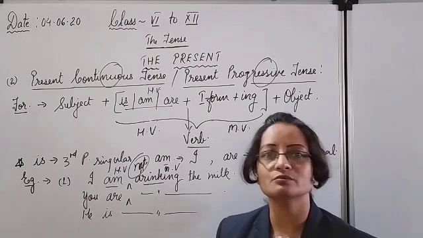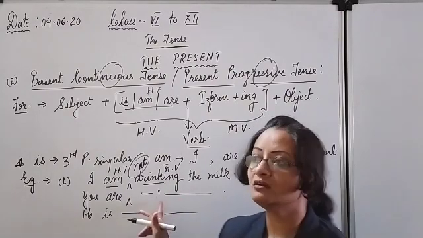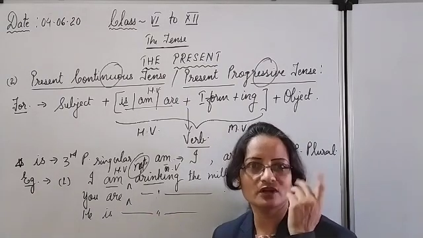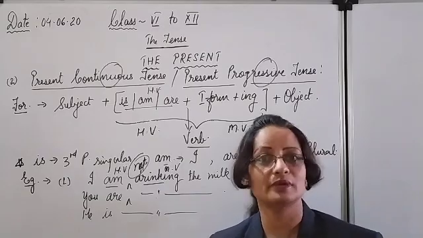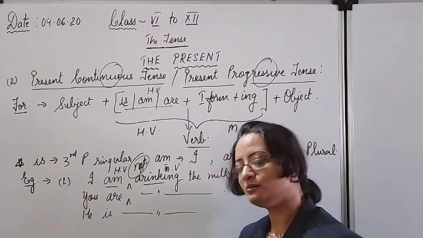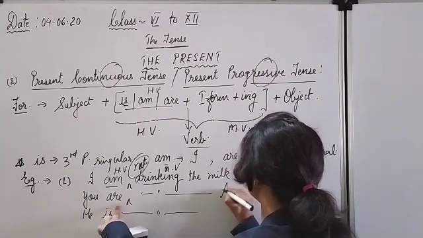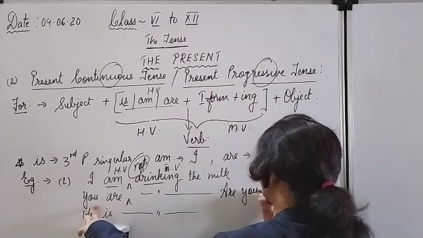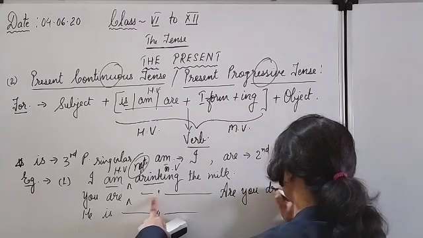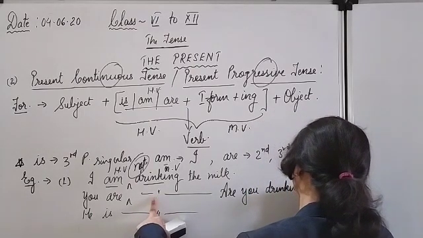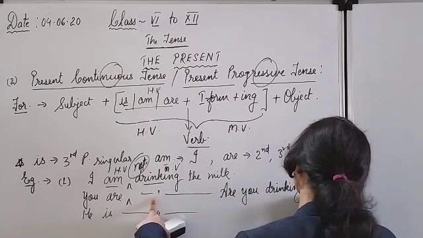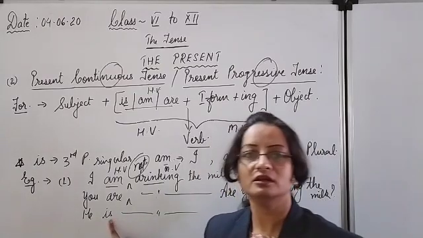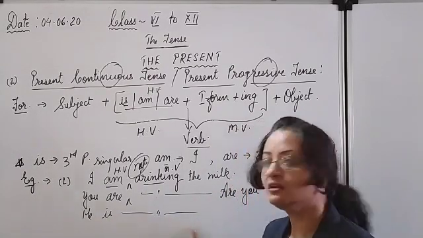If you have to ask somebody whether he is drinking milk or not, how will you ask? We have already seen in the structure of the interrogatives, the helping verb is placed in the beginning, and then the subject and then the main verb. So "are" is the helping verb, capital A, are. Subject is you. Then main verb is drinking. Then object. In other words, are you drinking the milk?